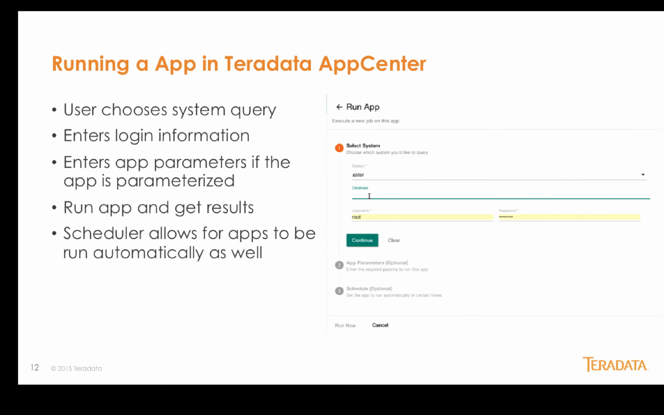So when you actually need to run an application in Teradata AppCenter, it becomes a very simple process. The user chooses the system to query, enters the login information, and then enters the app parameters, runs the app, and gets results back. You can actually set up scheduling as well within the application, and that allows for apps to be run automatically, and users can just go in and see the specific result sets.